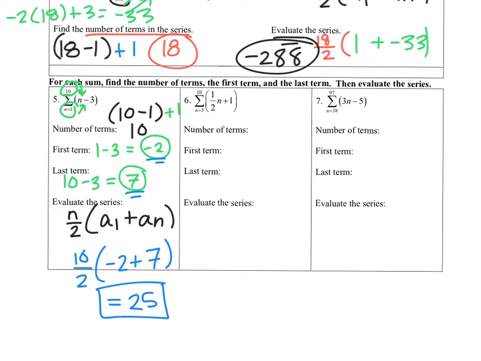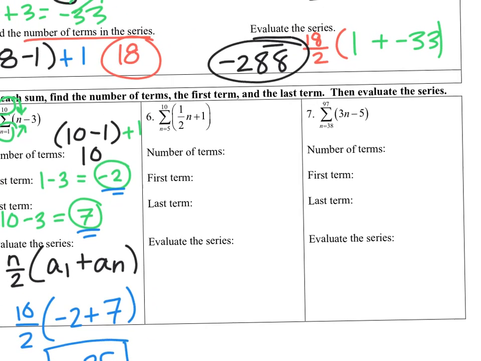Okay, number 6. Find the number of terms. So remember, to find the number of terms, we have to do the top number minus the bottom number. So 10 minus 5, and then we're adding 1. So there's going to be 10 minus 5 plus 1, there's going to be 6 terms.